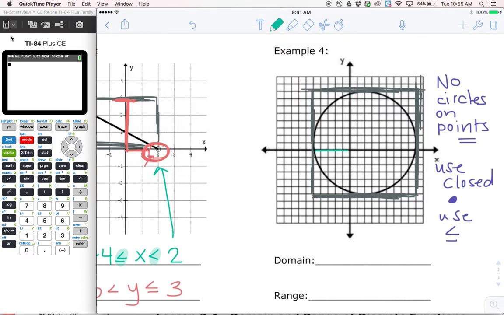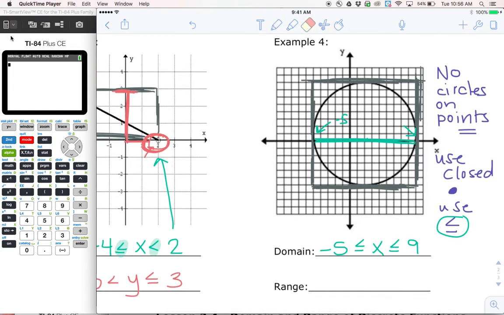Left to right, my points, all within my box. My furthest left point looks like here at 1, 2, 3, 4, 5, -5, all the way to this point over here, which is 1, 2, 3, 4, 5, 6, 7, 8, 9. All my x's are between there. Since we just talked about it, we're going to use this symbol since we don't have any open circles on the graph. Okay? And now for my range.